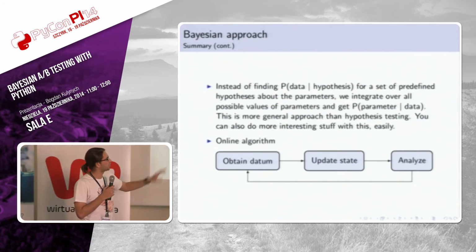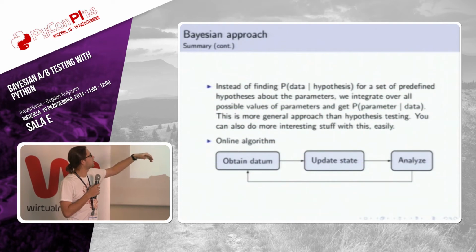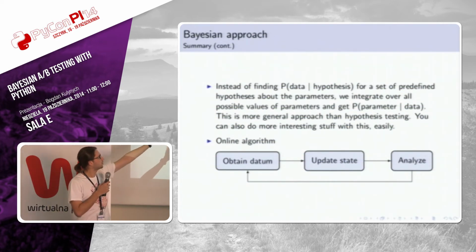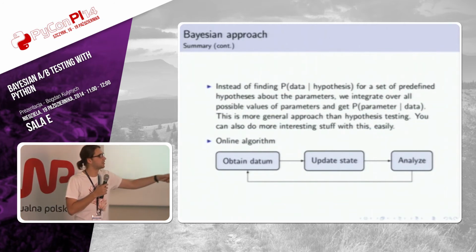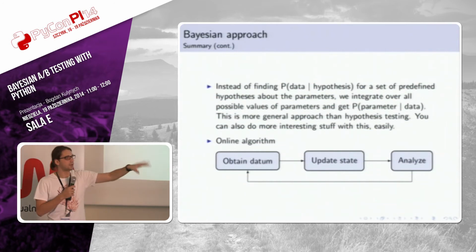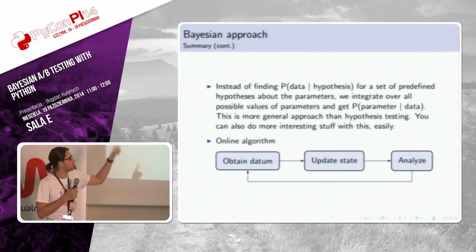And also the program, the software architecture is different now. So we have an online algorithm. So we obtain a piece of data, we update our state with a piece of data, and then we analyze. And we can stop the test, or we can continue obtaining data.